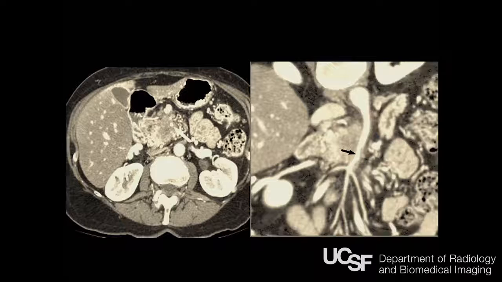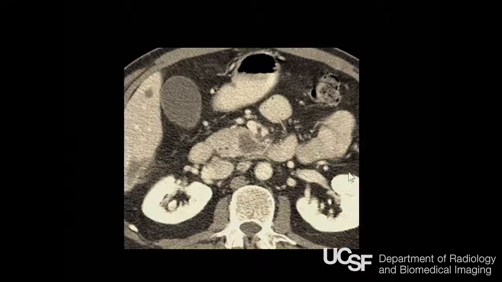So here we have a case clearly unresectable where we have encasement of the celiac and branch vessels. Here's a case where we have an unresectable lesion with encasement of the SMA. With the coronal reformat, we nicely delineate the extent of involvement.